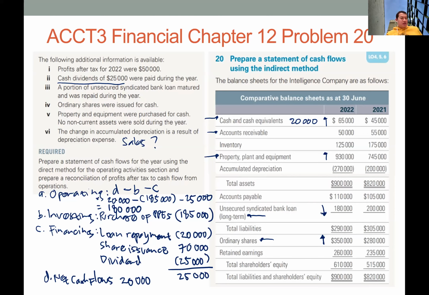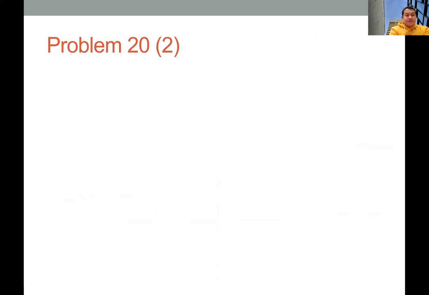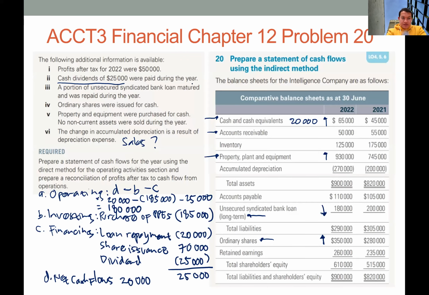Okay, and last part, we have to reconcile this cash flow statement. Now we use the indirect method in the reconciliation. Again, we will start with the net profit or loss. The net profit of this company is, do we have net profit? Oh, this one, 50,000.